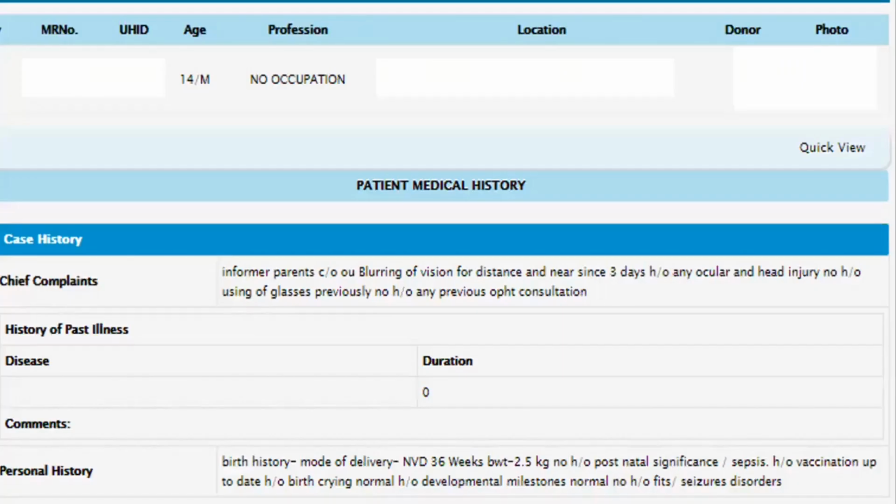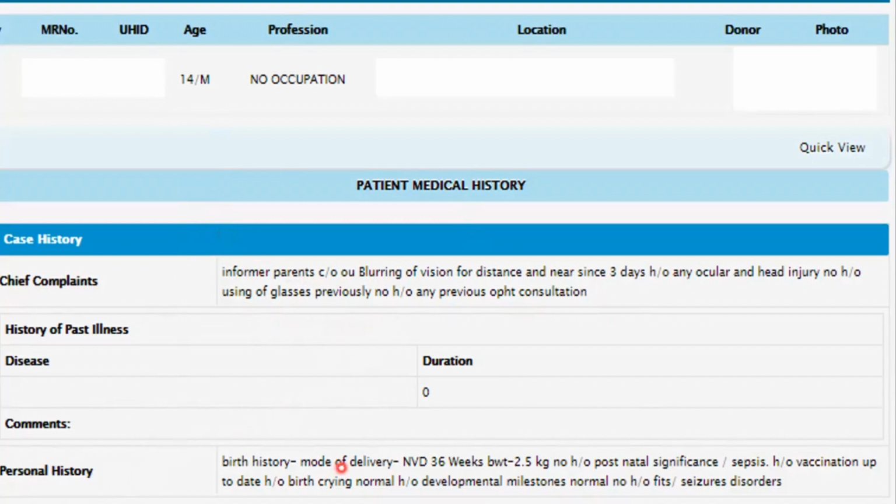Here you can see the child is 14 years of age, male, who came to our clinic where the parents were complaining of blurring of vision for distant and near since 3 days. The patient was not giving any history of ocular or head injury, and was not having any history of using glasses previously.